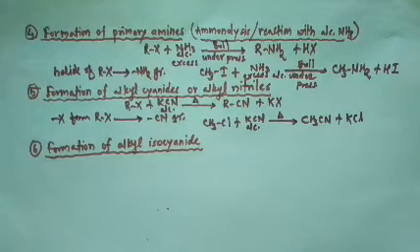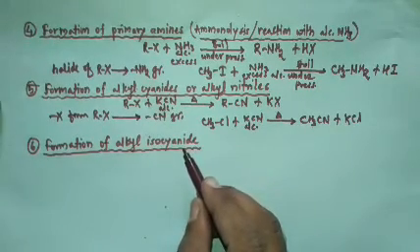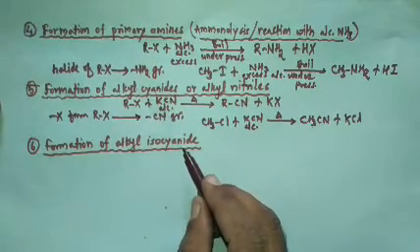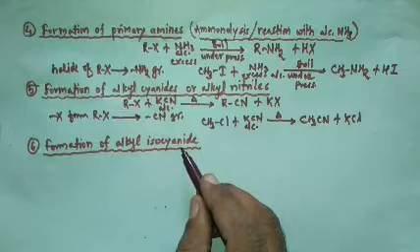So after studying the formation of alkyl cyanide, we are going to study the next reaction, and that reaction is the formation of alkyl isocyanide. Alkyl isocyanide has the general formula RNC. So let's study formation of alkyl isocyanide.